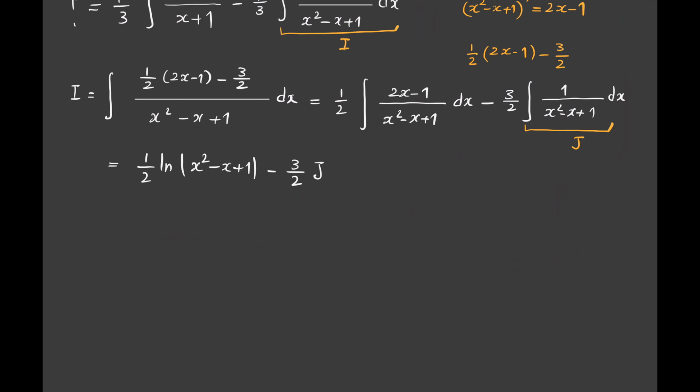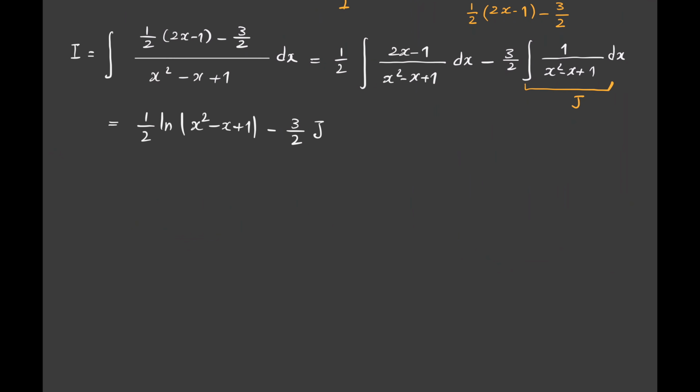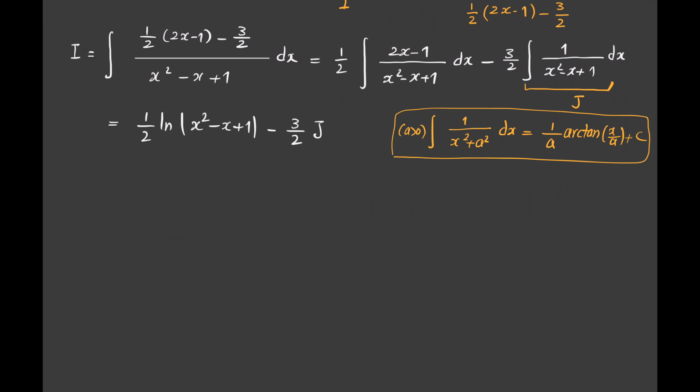Okay, to calculate j, this is the formula that you need to remind yourself. So if I have 1 over x squared plus a squared dx, this is actually coming from the formula for the derivative of arctangent. So this is a very famous one. If a is positive, then the integral becomes 1 over a arctangent of x over a plus a constant c. So that is the formula that I want to use for these types of integrals.